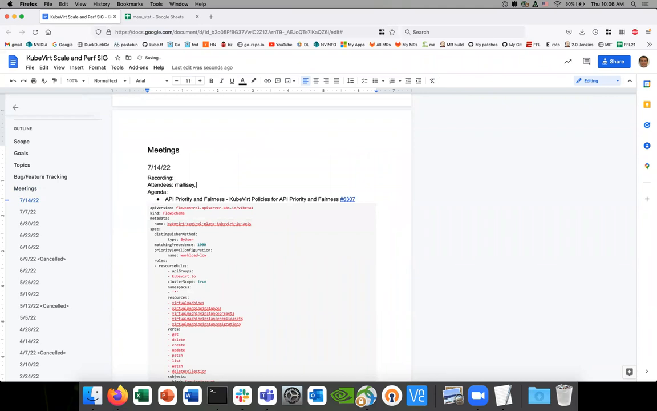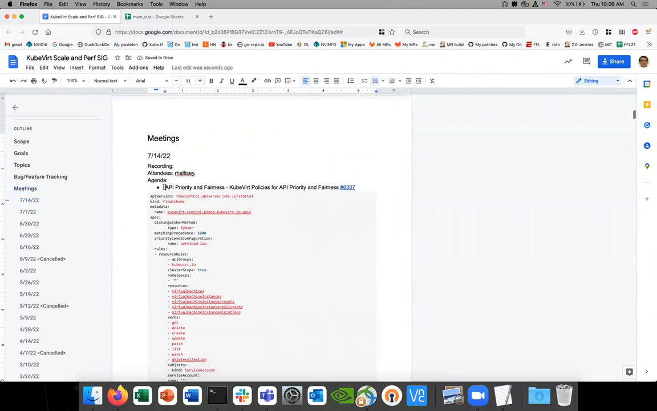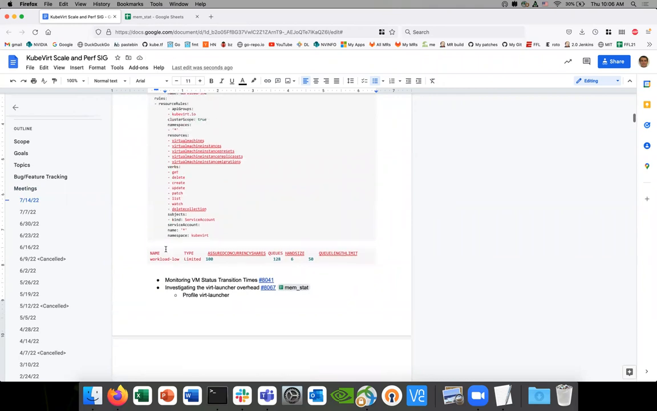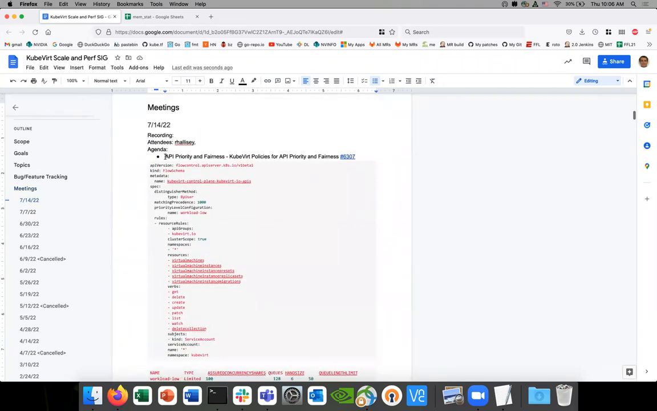Okay, so today we'll just do an abbreviated agenda. I think we need some more folks to talk about the bottom two items, so we'll just do the first one.